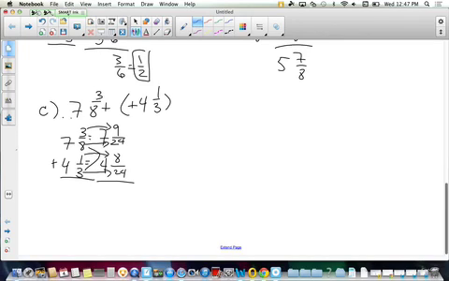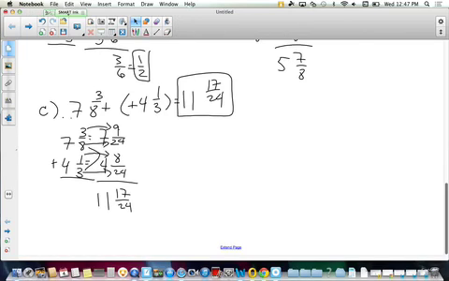Add together. 9 and 8 is 17. That's going to be 17 over 24. 4 and 7 is 11. So my answer, both numbers are positive. So 11 and 17/24 is going to be my answer.